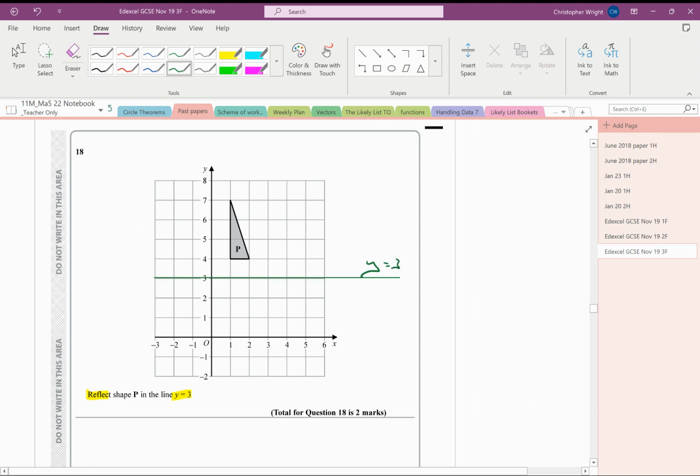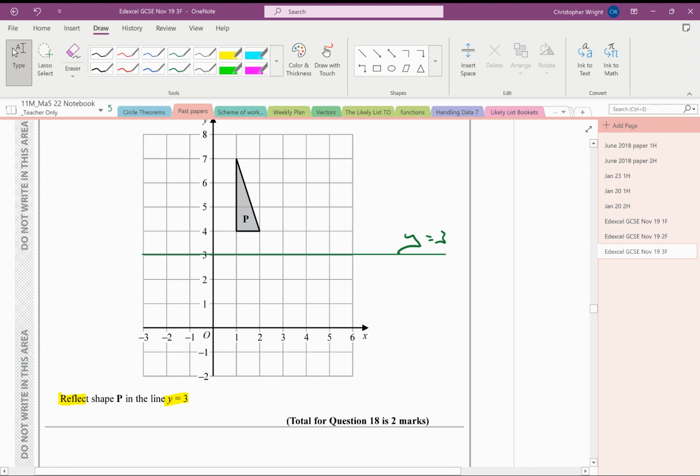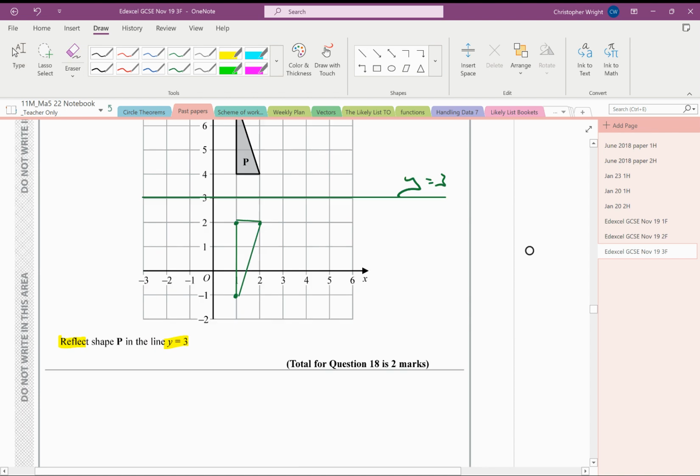We have to reflect the shape P in this line. So I'm going to count 1 to the line and 1 here. 1 to the line and 1 here. 1, 2, 3, 4. 1, 2, 3, 4. So here is my shape, which is the reflection of P in the line y equals 3.